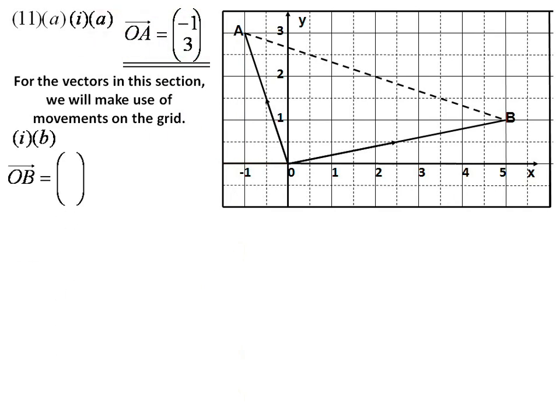What about OB? X movement: 1, 2, 3, 4, 5. Although we can plainly see that it is 5, we are just counting 5 to get our minds prepared for when we are not beginning at the origin. So 5, and then we go up by 1. So (5, 1).